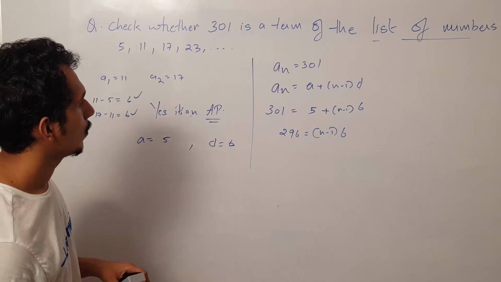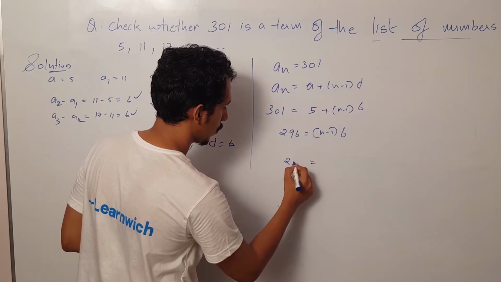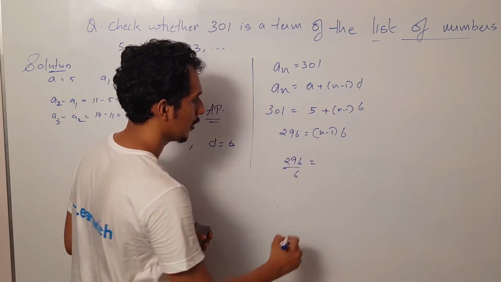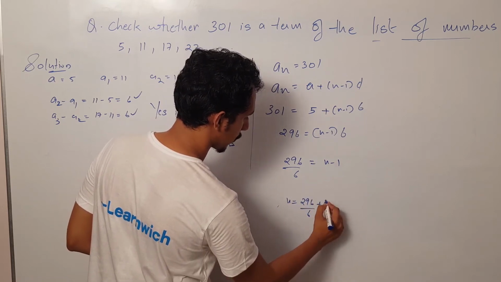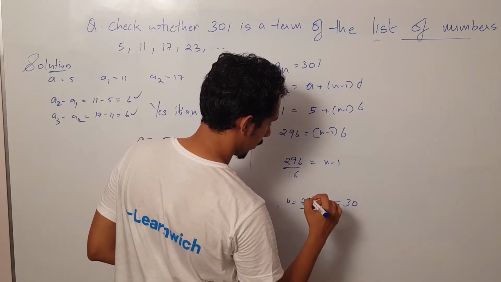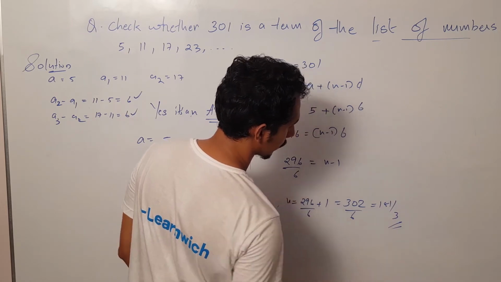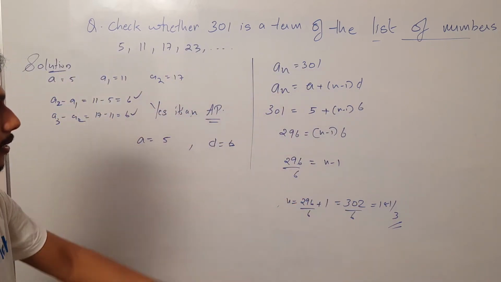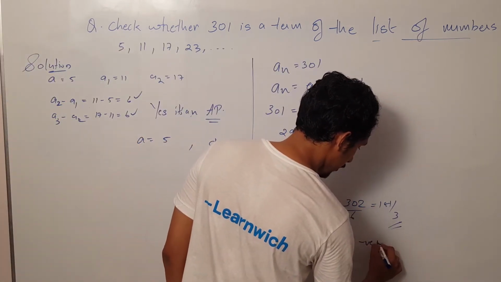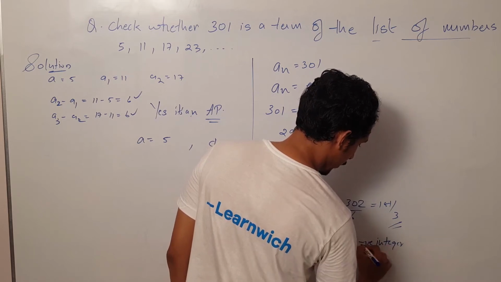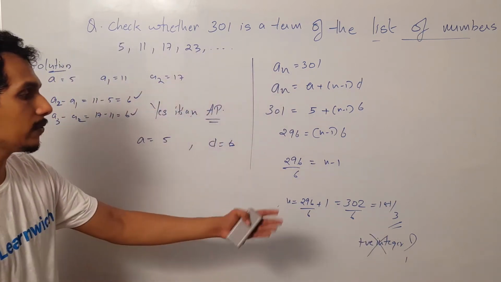Alright. So bringing it to the other side, you get 296 by 6 equal to n minus 1. Or you can write n is equal to 296 by 6 plus 1, which is 302 by 6, or it is 151 by 3. It's not divisible. You cannot divide this number anymore. Do you get a positive integer here? No, because you cannot divide 151 by 3.